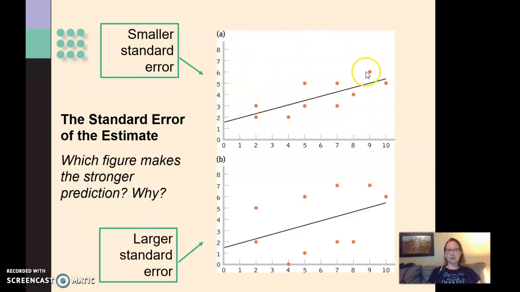So this first example has a smaller standard error, a smaller scatter around the line, than this one does. See the bigger cloud here? This would have a larger standard error of the estimate. So this one, with a tighter cloud, is going to make a stronger prediction about the outcome because we have less spread. We have more dots clustering around that line.